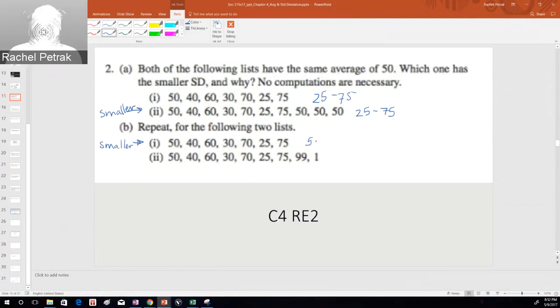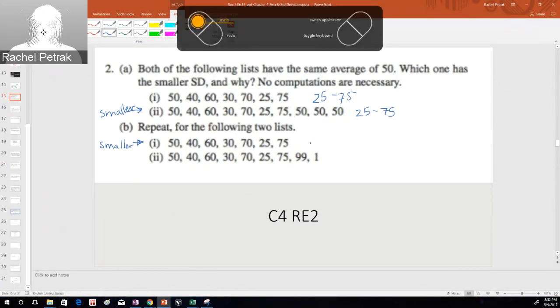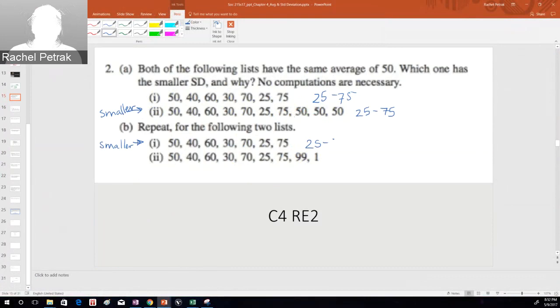Just in summary, we can use the range effectively because these scores range from 25 to 75, but these ones range from 1 to 99. That pretty much tells me that this is going to be a larger standard deviation, because I know these scores have a bigger deviation in the whole range of scores. All right.